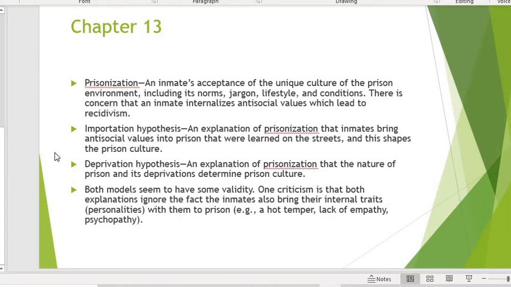So the next point is that both of these models, the importation and deprivation hypotheses, probably have some validity to them. One criticism is that both explanations ignore the fact that inmates also bring their internal traits, their personalities, with them to prison. Examples: hot temper, lack of empathy, psychopathy. This is typically what you get very often with criminological research: sociological hypotheses that before prison you learn certain values and bring those values in with you, or life in prison is really hard, and so that tough, hard life hardens you.